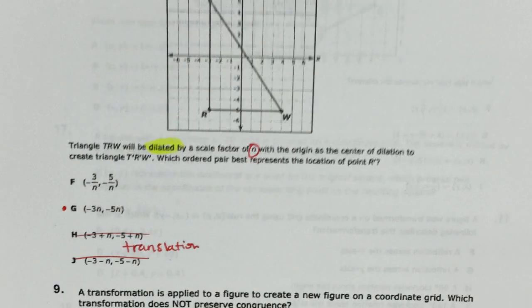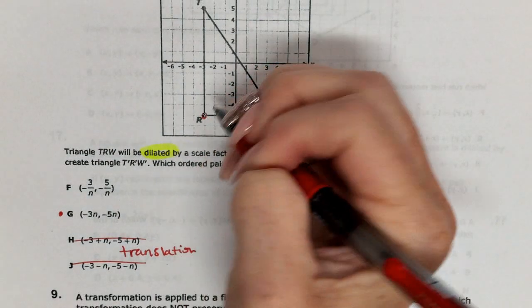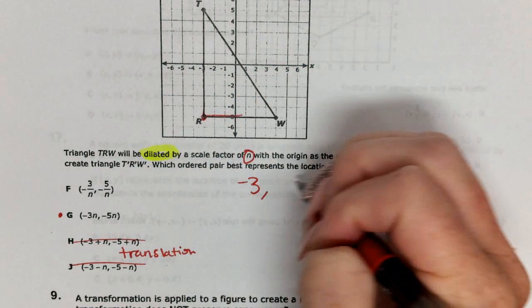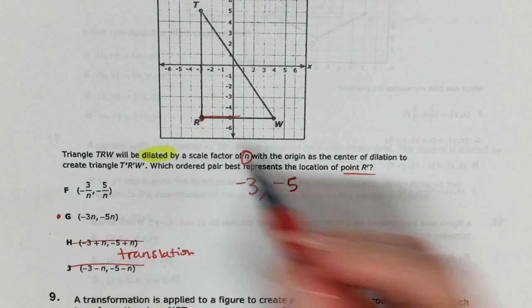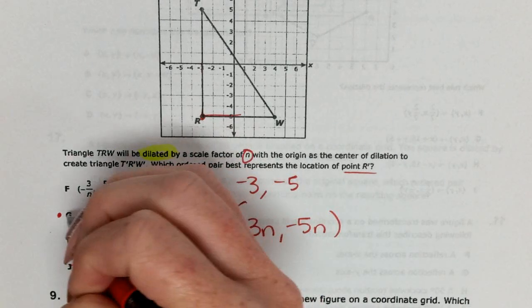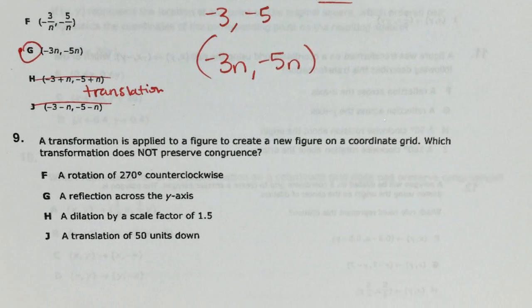Now let's look at why it's G. It says point R. Everybody find point R. Point R is at, on the x-axis, -3, and on the y-axis, -5. We would take the scale factor, which is n, and multiply it. -3 times n, -5 times n, which is the answer. That's where they got that -3 and -5, from point R. It will never be F, because scale factors are not division problems. They are multiplication problems.